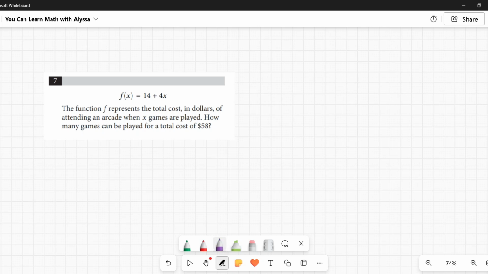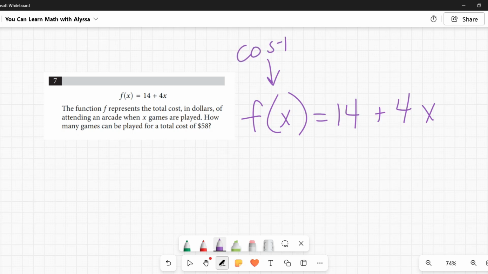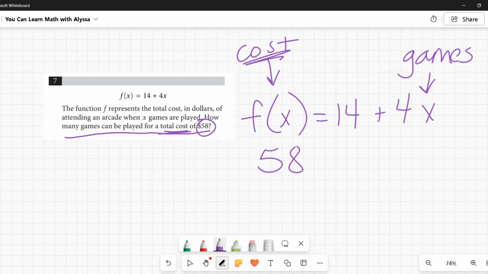Okay, so in our function, f of x equals 14 plus 4x, and we're told that this is the total cost, and x is the number of games played. So then they're saying how many games can be played for a total cost of 58. Since they've said 58 is our total cost, then we need to put the 58 right here because this is cost. And we're solving for how many games. Games is x, so the x remains, and then we need to solve for x.